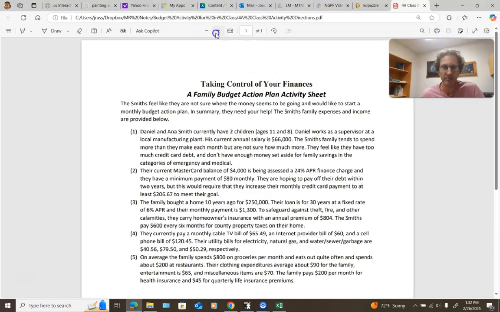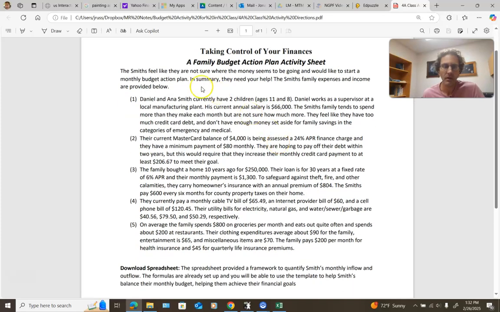I'm going to zoom in. Okay, so it says the Smiths feel like they're not sure where the money seems to be going, and would like to start a monthly budget action plan. In summary, they need your help. They need our help. The Smiths family expenses and income are provided below. So we're going to carefully read through this, and as we come upon information that's pertinent to the budget, we're going to input it into that Excel spreadsheet.